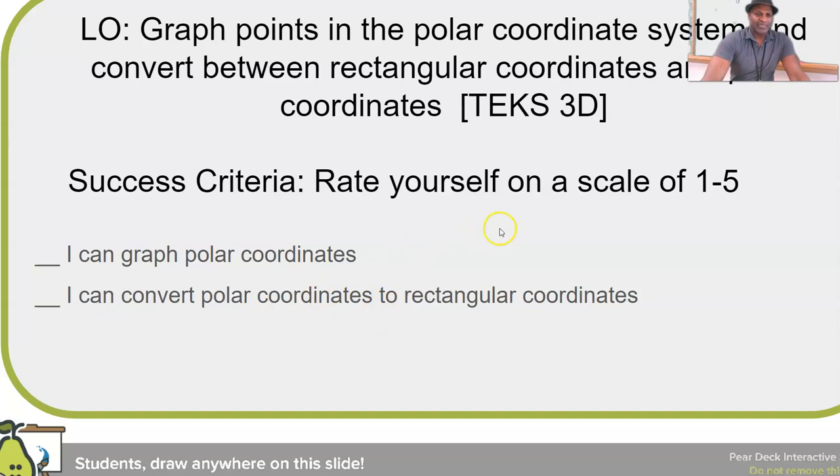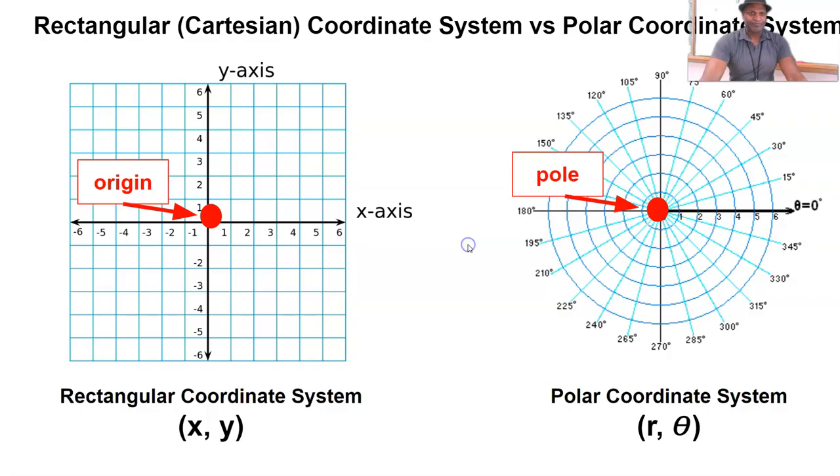At the end of this lesson, you should be able to graph polar coordinates, and you should be able to convert polar coordinates to rectangular coordinates and back and forth. Look at the difference between the rectangular coordinate system and the polar coordinate system.